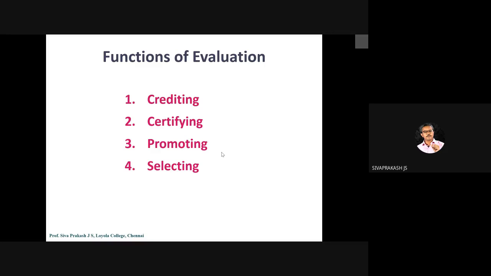Next, what are the functions of evaluation? There are 4 major functions. One is crediting, certifying, promoting, and selecting. Crediting means we are awarding, which means we release the exam marks, that is called crediting. Certifying him, we are awarding his degree. Promoting, we are promoting him from one stage to the other stage. After finishing UG we send him to PG. After I finish first year, promoting to second year. Then selecting.